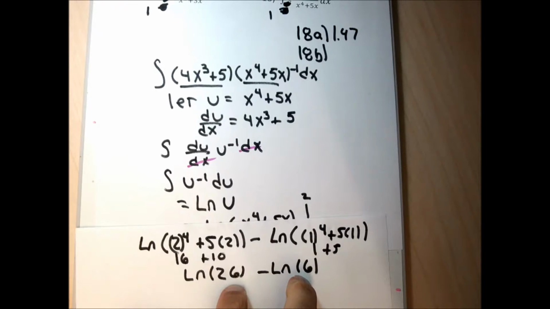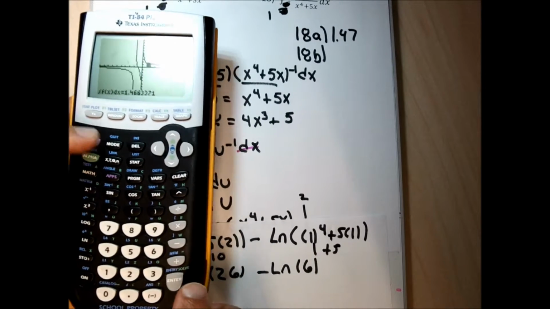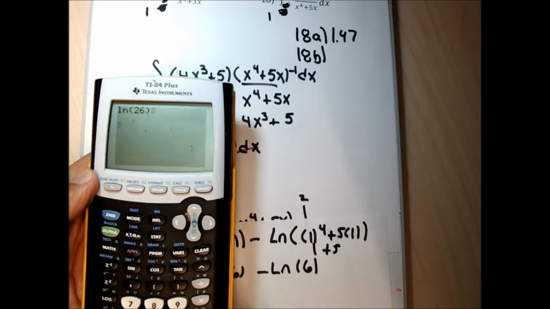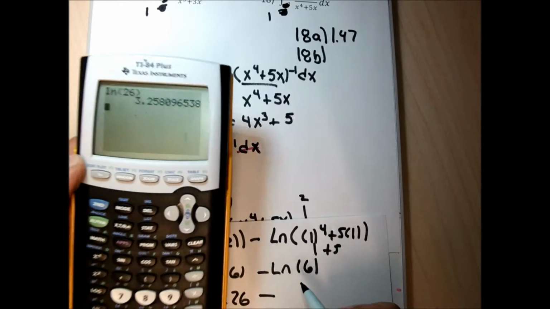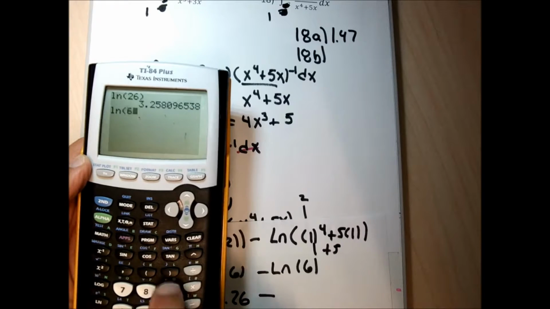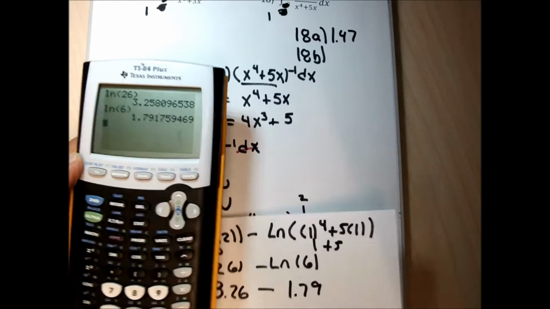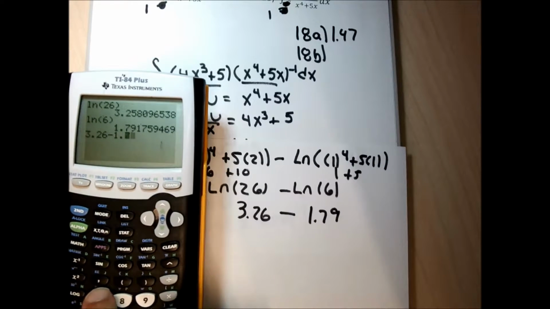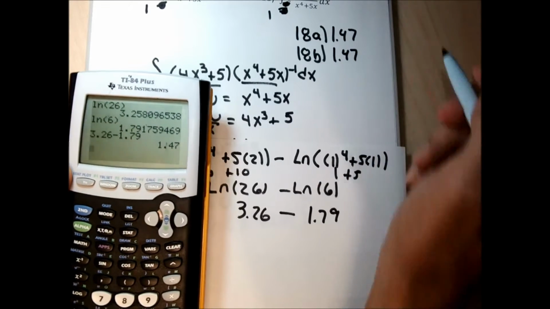So I'm going to do each one of these separately. I'm going to do the natural log of 26 on my main screen. So second quit, natural log of 26, and I get to 2 decimals, 3.26. And then minus the second one, natural log of 6, I get 1.79. Now I'm going to subtract them. 3.26 minus 1.79, and it's lovely that it's 1.47. That's the best I can do.